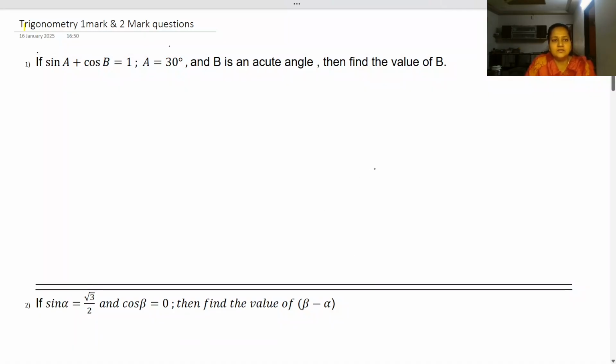Good evening, everyone. Today we are going to see 1 mark and 2 mark important questions from the chapter Trigonometry.